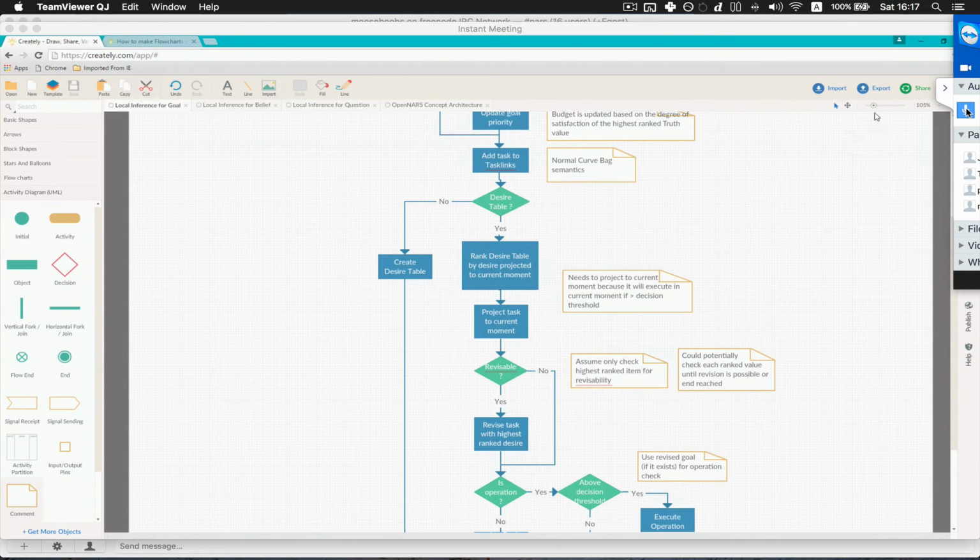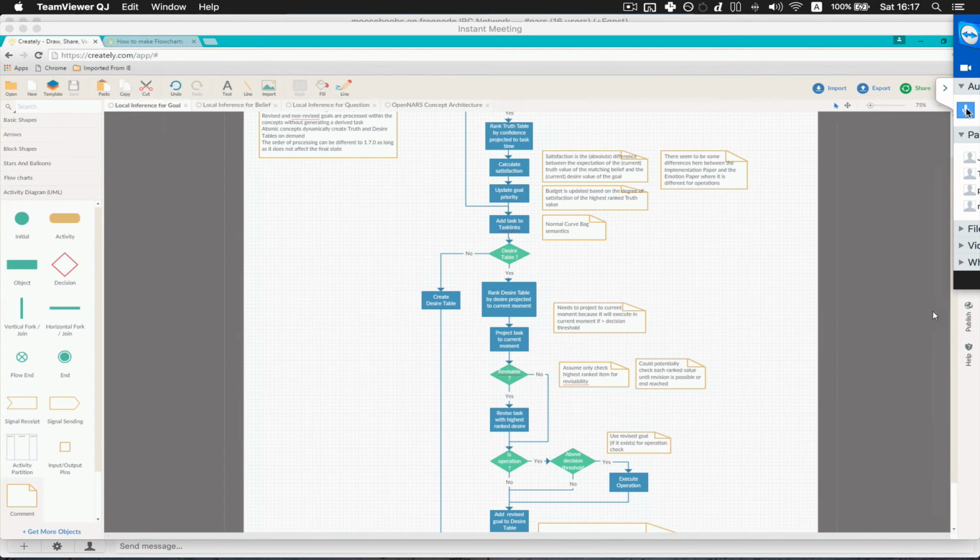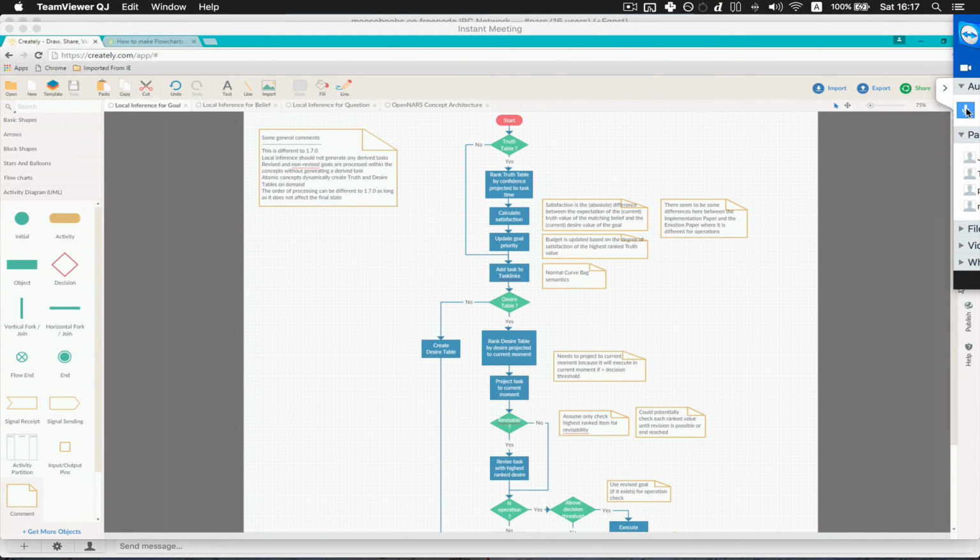And then goal is slightly more involved. So a goal task enters at the top. Again, we check for the existence of a truth table. If it doesn't exist, which it won't initially, we skip around. But let's assume it does. So the truth table exists. We rank the truth table. So this is the beliefs we're ranking now. And importantly, this is by the task time. So they're going to be ranked by confidence projected to task time.